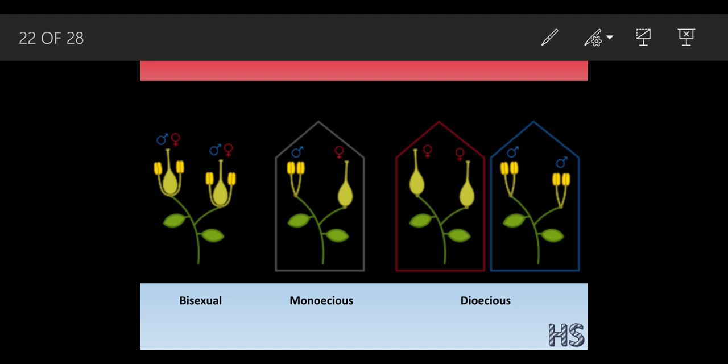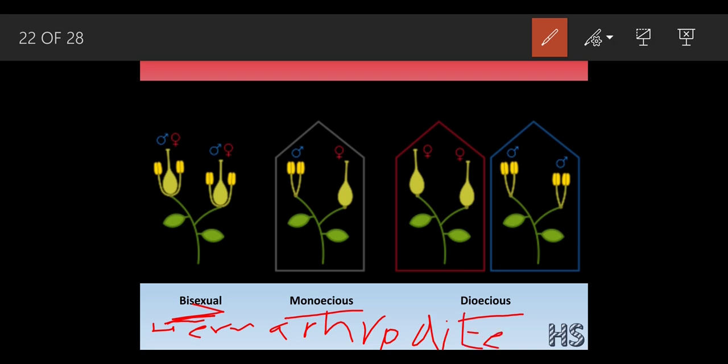Let's understand this diagram in a more simple way. See, first I am going to read the words for you, and then I am going to explain here what each word means. See, this is bisexual, this is monoecious and dioecious. We have already covered this bisexual plant before. What can we call bisexual also? We can call this bisexual as hermaphrodite. Okay, we have covered this word in the start, hermaphrodite. Hermaphrodite means both the sexes will be there.